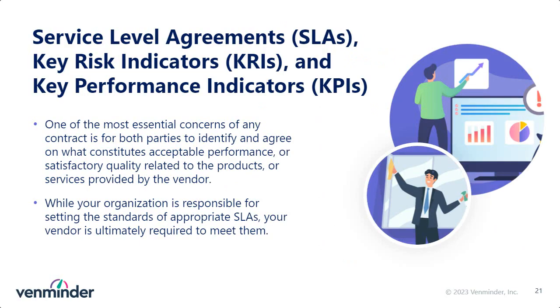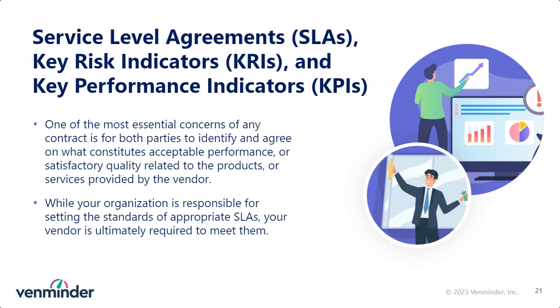So this brings us to our third agenda item, and we'll take a look at SLAs, KRIs, and KPIs. These are commonly used acronyms, really regardless of the industry, and each is a type of performance measurement or quality assurance. One of the most essential concerns of any contract is for both parties to identify and agree on what constitutes acceptable performance or satisfactory quality related to the products or the services or whatever it is that is being provided by that third-party vendor.